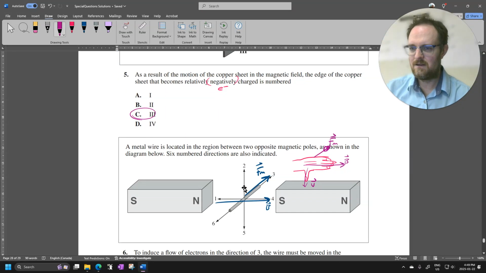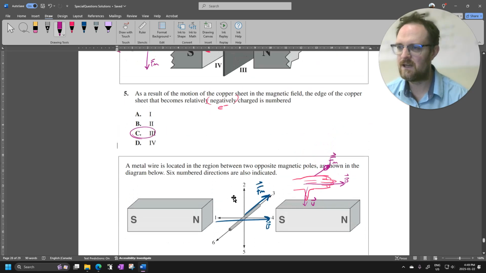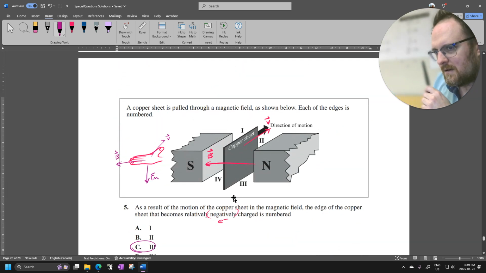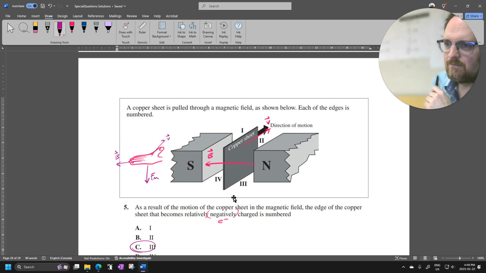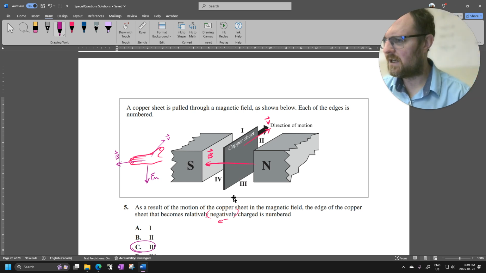So my hand goes that way, into the page. Yeah, it's definitely going to 5. So 5. And this way, my fingers go that way. Thumb that way, because that's the direction that all the electrons are moving. And my palm goes down. So it'd be C. Yeah, it's definitely not towards us. So this is definitely C, not A.